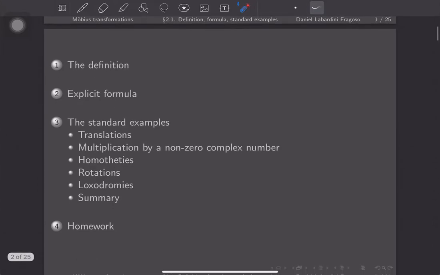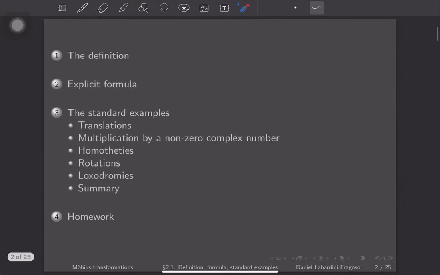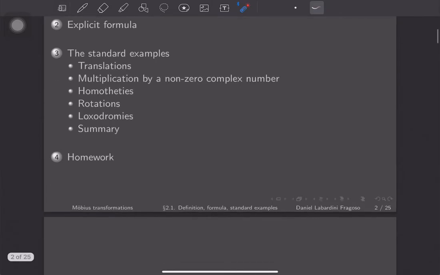There are at least two equivalent ways of defining Möbius transformations. One, the one that most people take, is to just give the formula directly, without justifying where the formula comes from. Another one tries to motivate how the formula comes about. This second approach is the one I'm going to take.